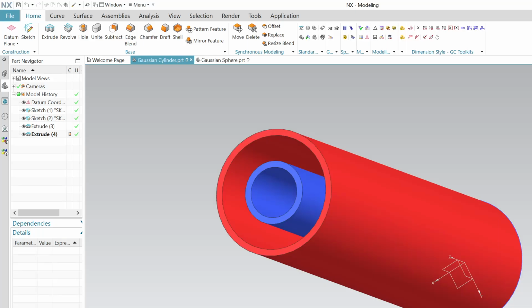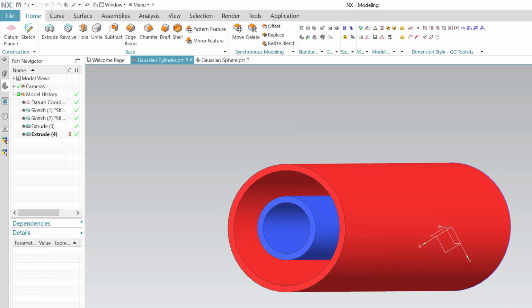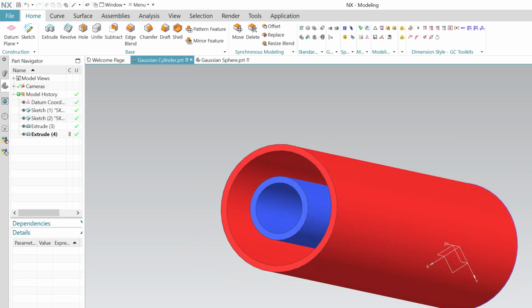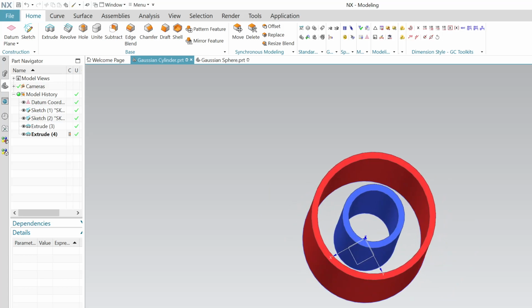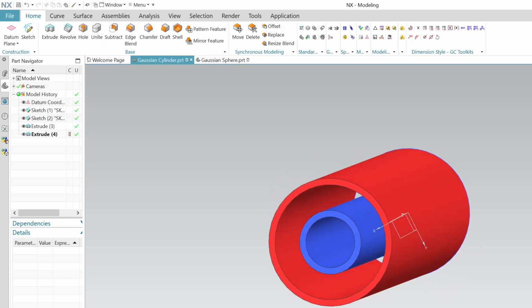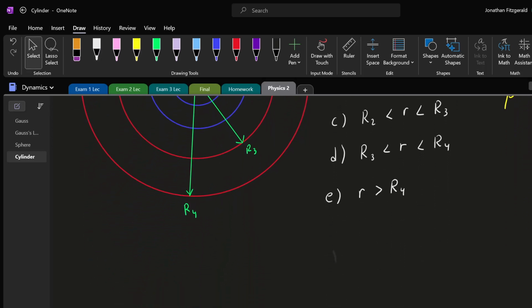Now this is really what we're looking at. We've got the cylinder. We can just pretend it goes on forever, or just has a length of L, whatever. And here's the conductor in blue, insulator in red. Let's get into the problem.